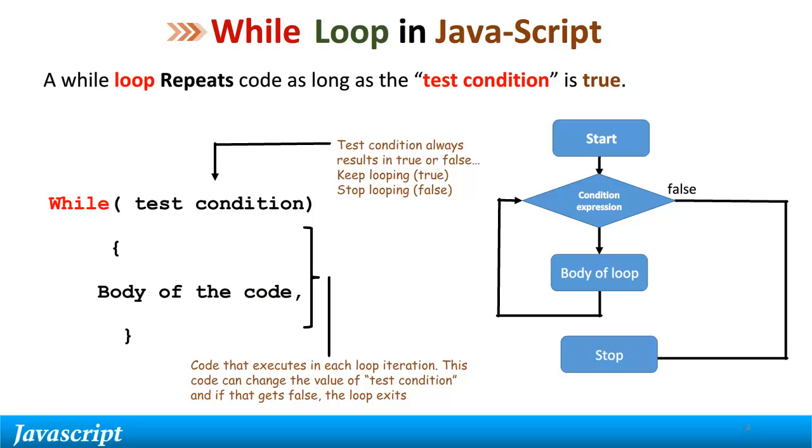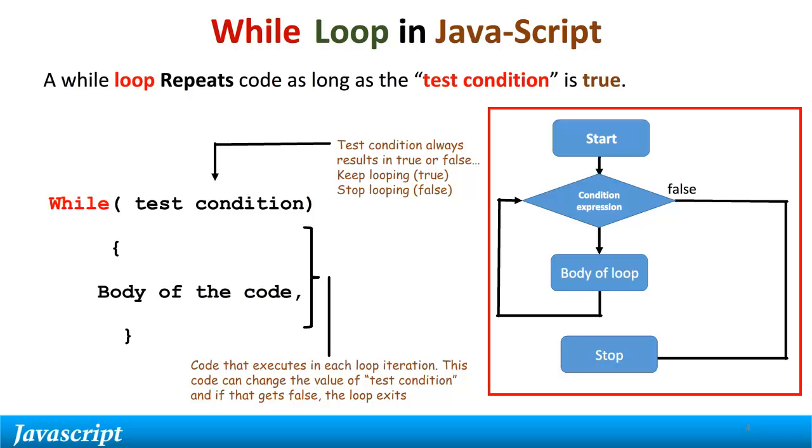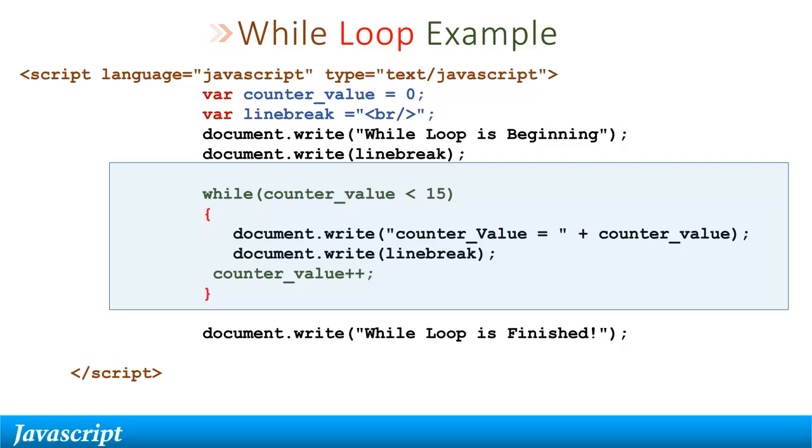The while loop. The while loop consists of a test condition and a body of the code. The body of the code is executed only if the test condition is true. Usually, somewhere in the body of the code, the parameters affecting the test condition may change, and if that causes the test condition to become false, then the loop exits. Else, the loop keeps executing and running the body of the code repeatedly. On the right, we see this in the flow chart, where we see that if the test condition is false, then the loop exits.